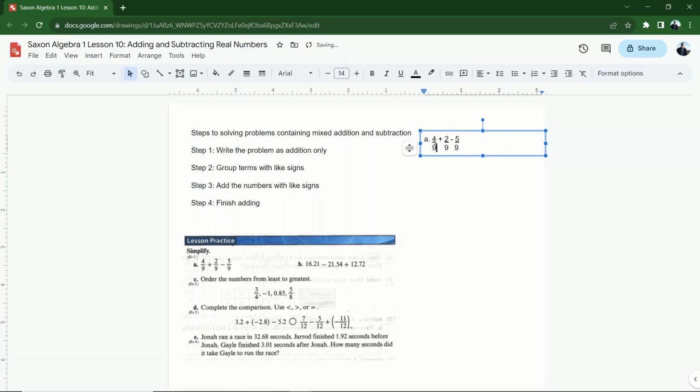All right, so when I have this fraction problem, this is really easy because I already have a common denominator. I'm going to tell you in this lesson, in the practice problems, there's going to be a lot of problems where you have to find a common denominator. This one, they just give it to you right away.